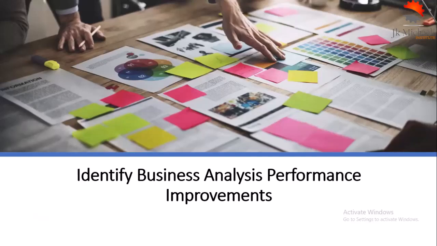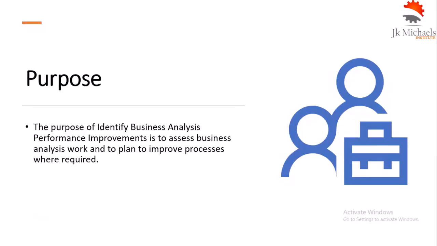We're going to look at identify business analysis performance improvement as the final task under the business analysis planning and monitoring knowledge area. Now, I often say that the ultimate goal of management organizations is to continue to improve. And the purpose of identify business analysis performance assessment is to help us assess our BA work. I mean, the BA department, the BA units, the BA actors within the organization. How well do they perform their work and where do they need to improve? I want to come up with a plan to improve performance where necessary.